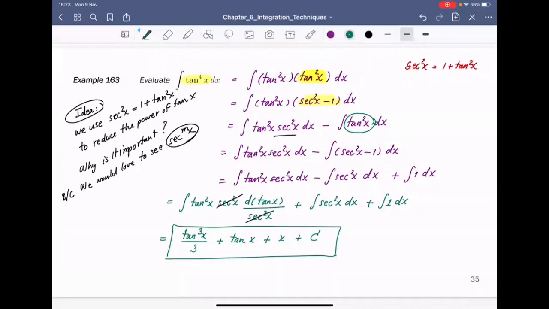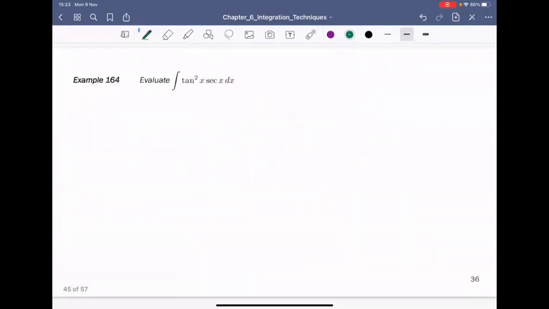All right, so let's look at example 164. This is going to be the last one for secant and tangent, which is going to be the hardest one for this technique as well. Sounds good? Any questions so far? On the chat, please, if you have any questions. All right, sounds good. If not, we're going to go to 164.